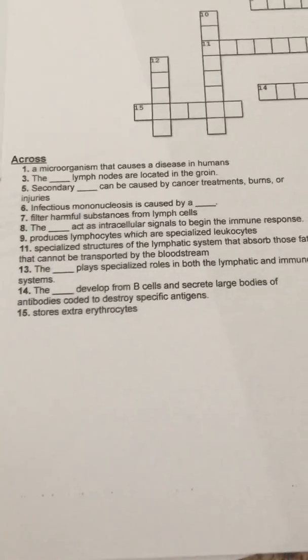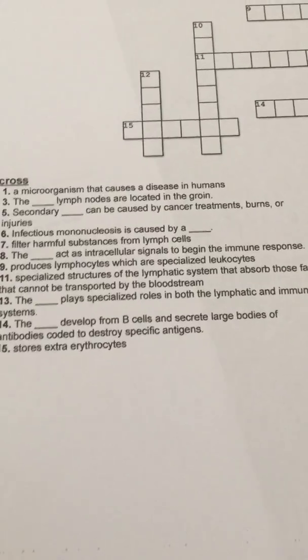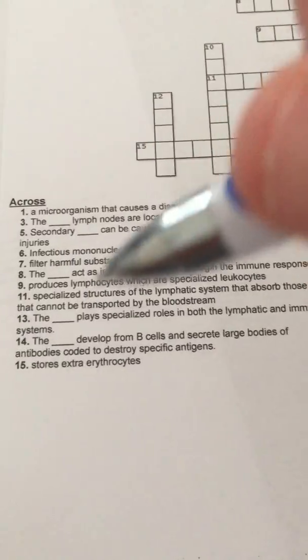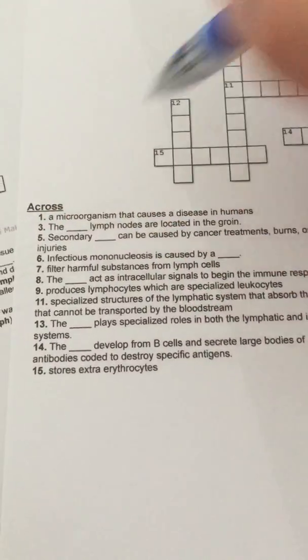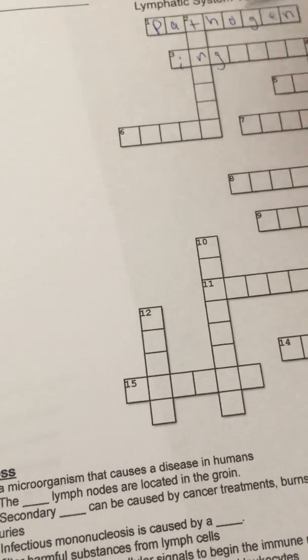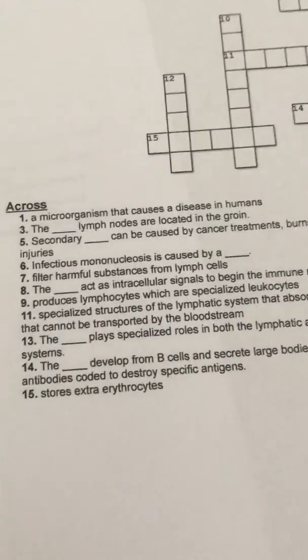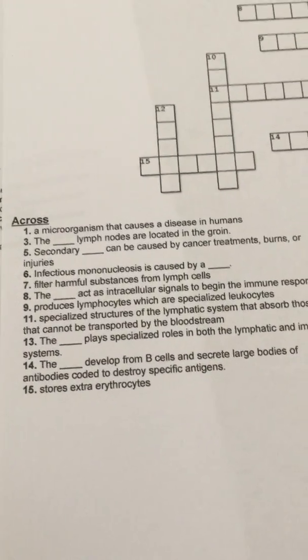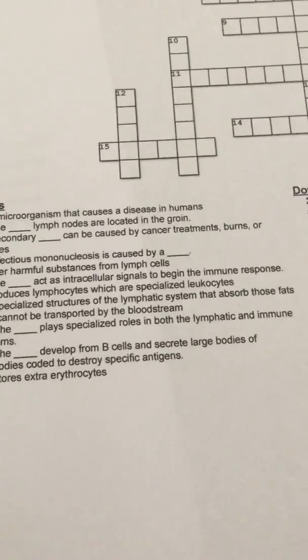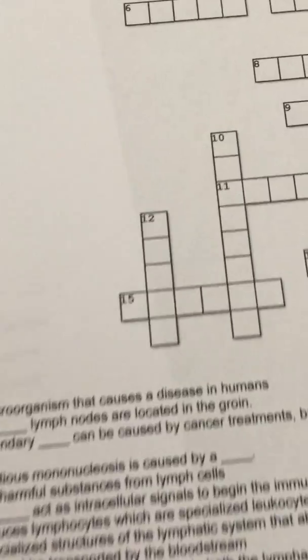Okay, so now we're going to go to the next one. The blank lymph nodes are located in the groin. So that will be at 3 across. When you fill in the blank, it's inguinal. So we'll put that in here. Okay, the next clue is secondary blank can be caused by cancer treatments, burns, or injuries. For that, our answer is lymphedema.